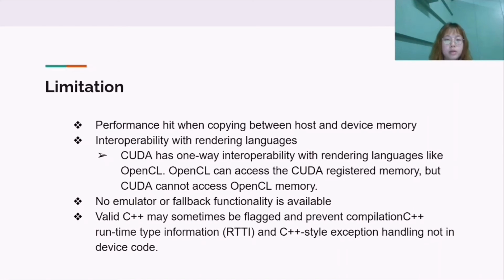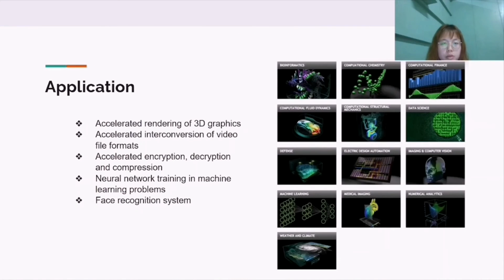interoperability with rendering language. CUDA has one-way interoperability with rendering languages like OpenCL. OpenCL can access the CUDA register memory, but CUDA cannot access OpenCL memory. Third, no emulator or fallback functionality is available. Fourth, valid C++ may sometimes be flagged and prevent compilation. C++ runtime type information (RTTI) and C++ style exception handling are not available in debug code. So next is the application of CUDA.